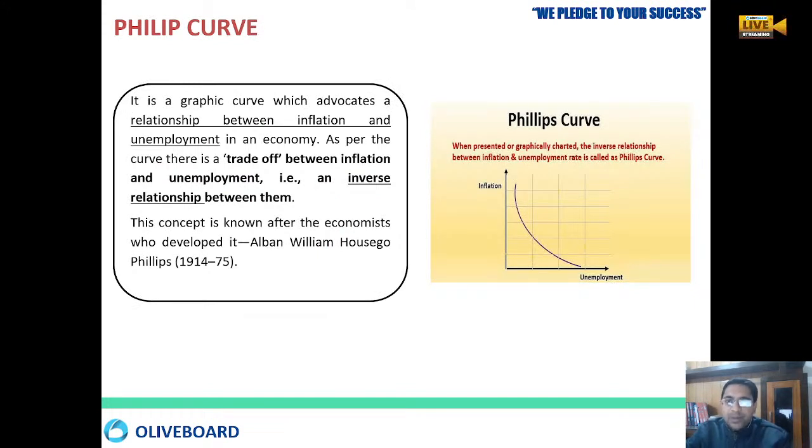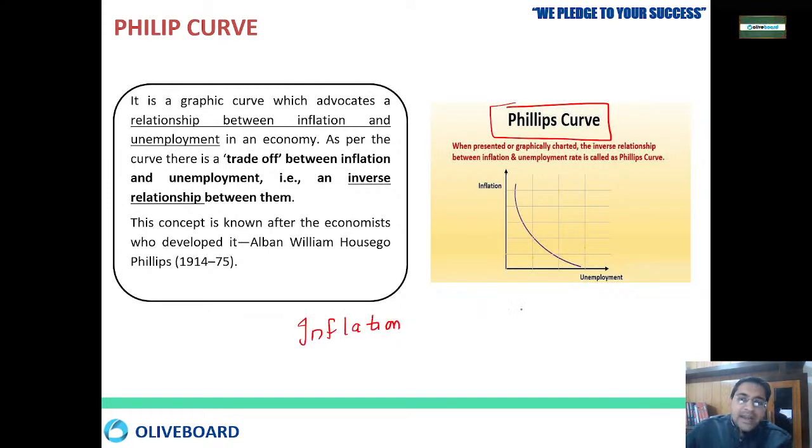Now, the Phillips curve. This is a very important curve in economics. This Phillips curve tells you the relationship between inflation and unemployment, how inflation and unemployment are related together. So it is like a curve.